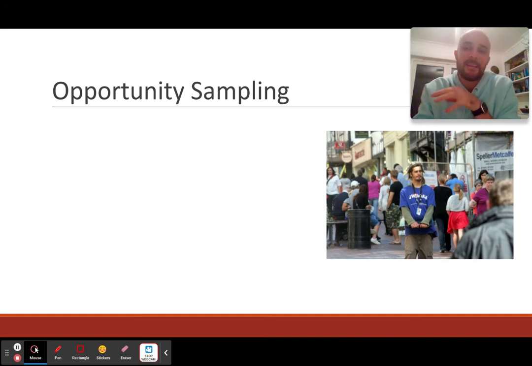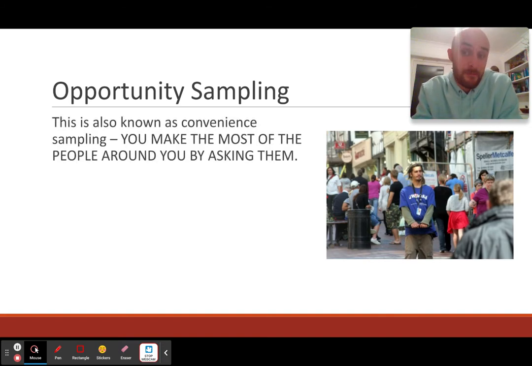Opportunity sampling is by far the easiest one to do, right? But there's loads of issues with it. So opportunity sampling is also known as convenient sampling, and it's basically you asking the people around them, just going up to people and being like, "Hello, mate. Do you want to take part? Do you want to take part in my research?" Or going into Southampton City Centre or Fareham or Portsmouth or Winchester, walking up to people like this chugger is doing, or charity mugger, and asking people if they would like to take part in research.